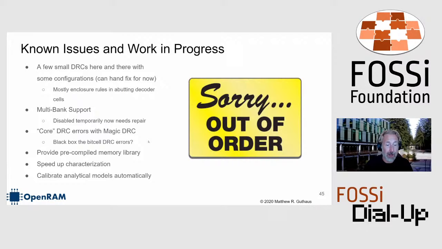Again, we're going to provide the pre-compiled memory IP. We need to speed up characterization. It's very slow. That's a known problem with memories. And calibrate the analytical models.